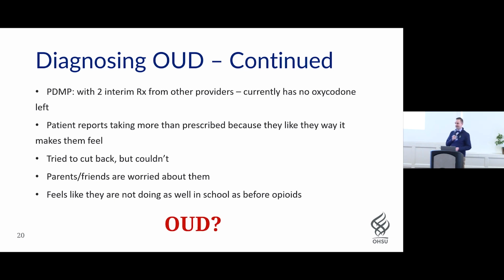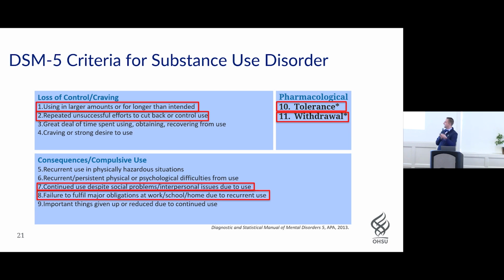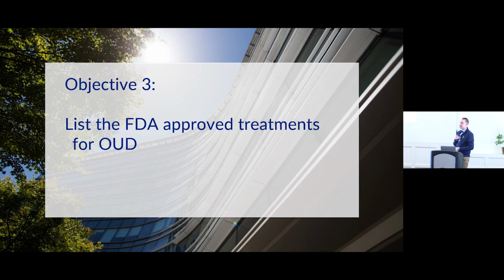So now, right, we probably could say that, based on the fact that he's taking more than prescribed, that he's tried to cut back and been unsuccessful, that his friends are worried about him, and that he's not doing as well in school. I would suspect now that he is probably having some tolerance because he's using more to get the same euphoric effect, right? And that he's having withdrawal because he presented with those symptoms. And so 6 criteria, I would say a severe opioid use disorder for him or that person. Questions about diagnosing?